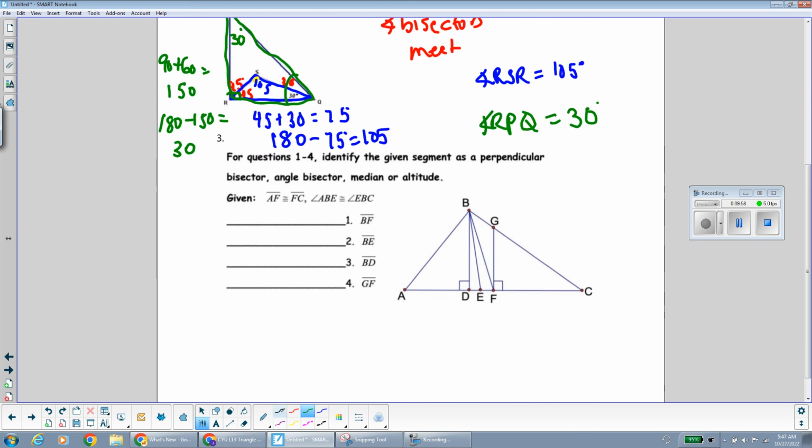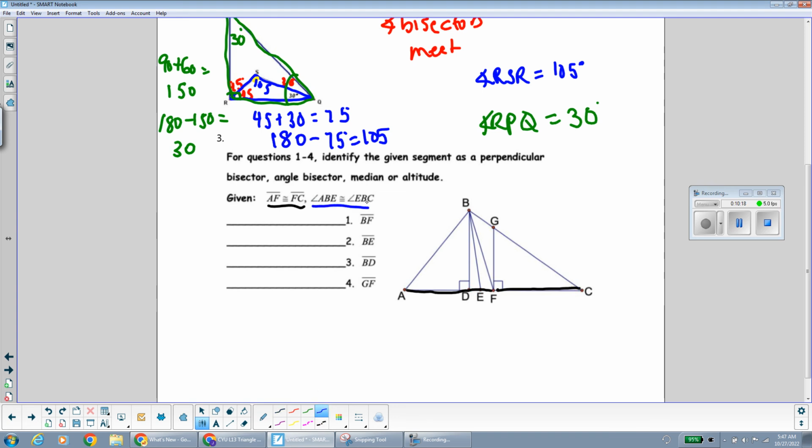For the questions below, identify the given segment as a perpendicular bisector, angle bisector, median, or altitude. So AF is congruent to FC. Remember to always mark your diagram with the givens in any way that makes it easy for you to see.